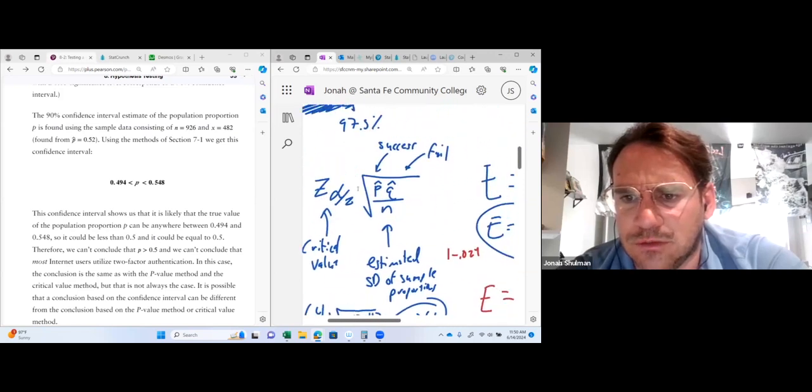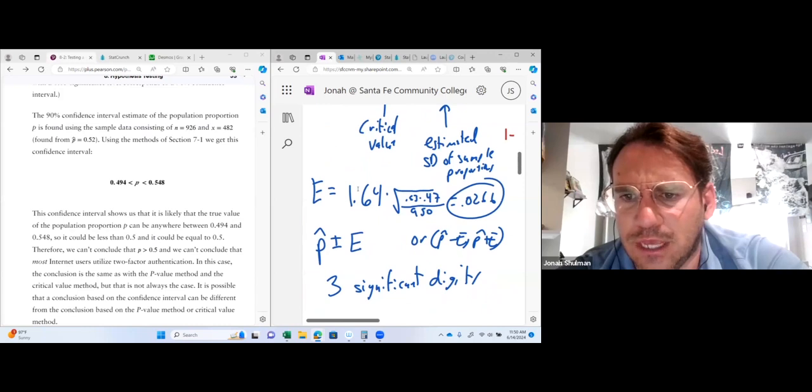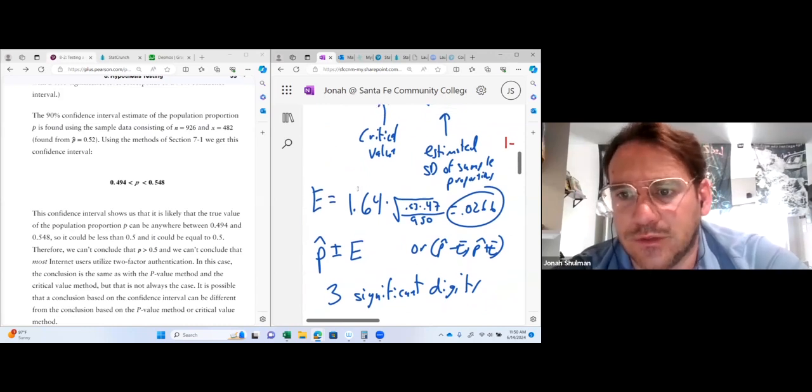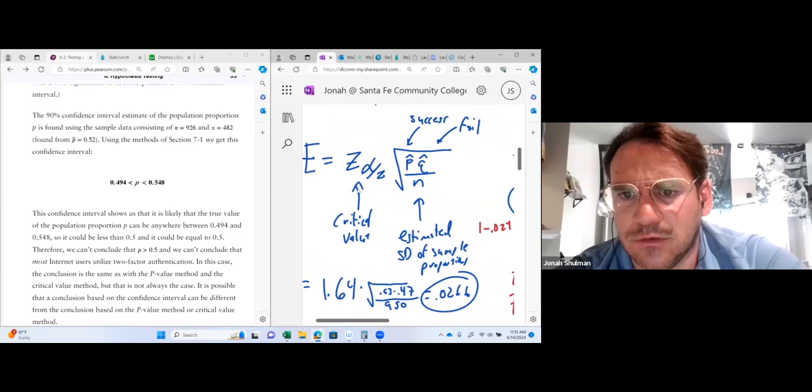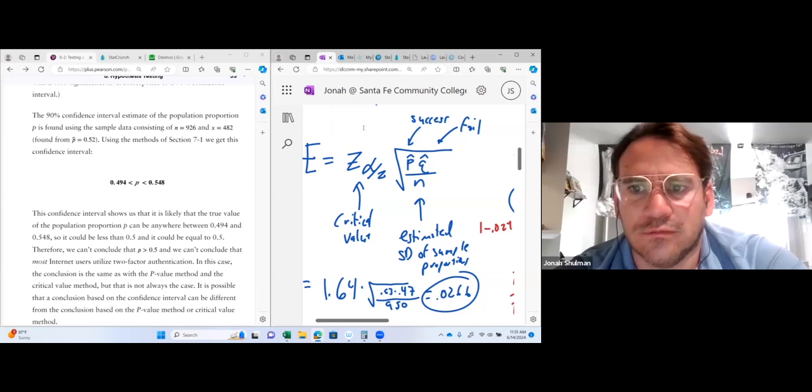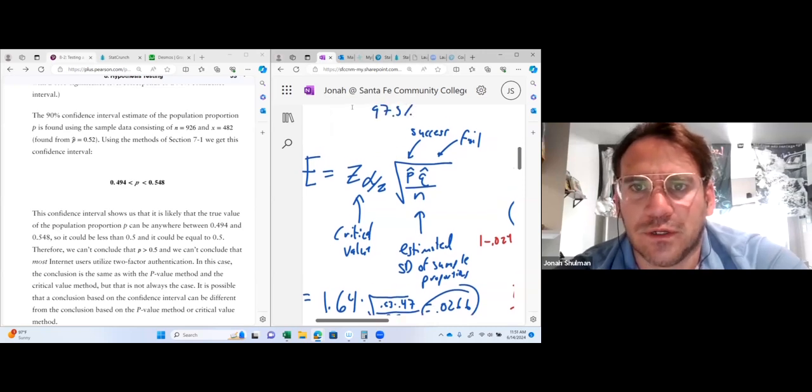Well, we got our z-score. The only thing we don't have is the error. So we need the error. We got the z-score already, so this is the one piece that we don't have. So it's the critical value times the root of p times q over n. Okay, so that's what we're going to do.